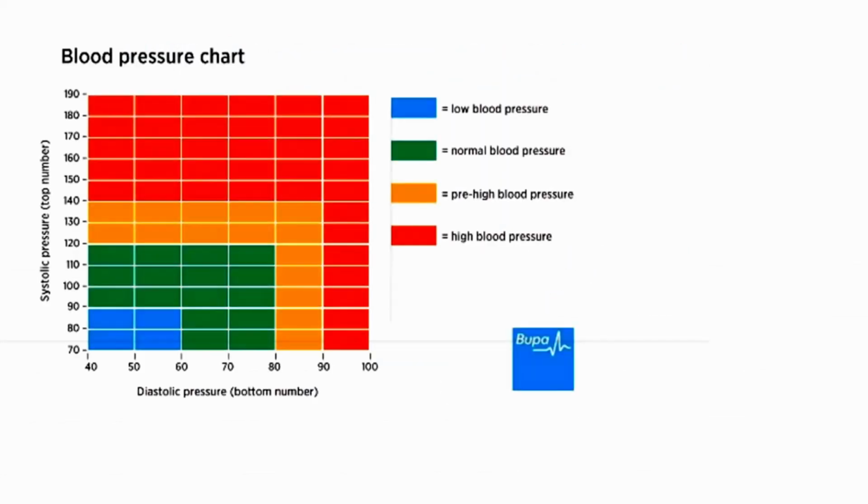But how do we clinically define hypertension? Well, this is when an individual's systolic blood pressure is over 140 millimeters of mercury and their diastolic blood pressure is over 90 millimeters of mercury.